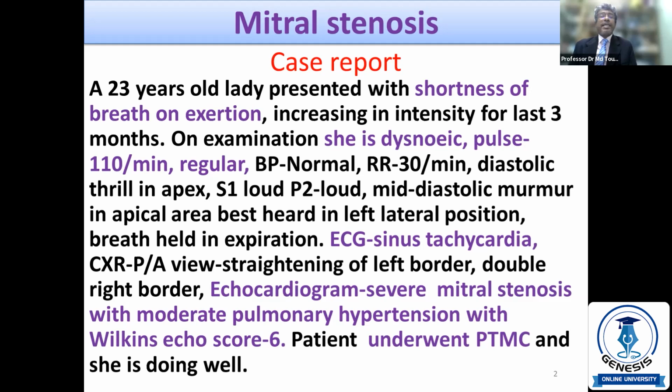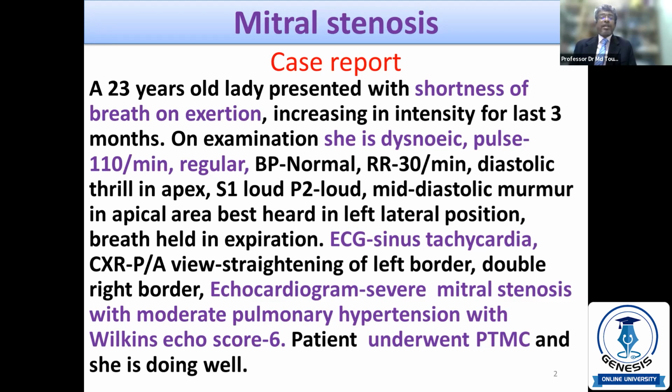precordial examination, that is, a diastolic thrill at the apex and a loud first heart sound. We all know that if the patient is in sinus rhythm with mitral stenosis, the first heart sound is loud, and the pulmonary component of the second heart sound is also loud due to the development of pulmonary hypertension. There is a mid-diastolic murmur in the apical area, best heard in the left lateral position, with breath held in expiration. This is the typical presentation of a patient having mitral stenosis.